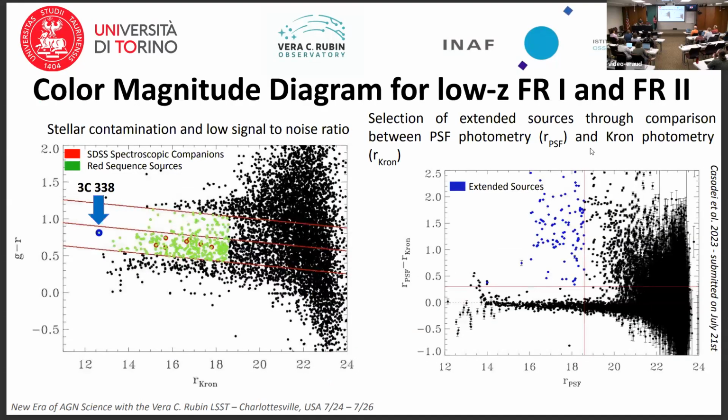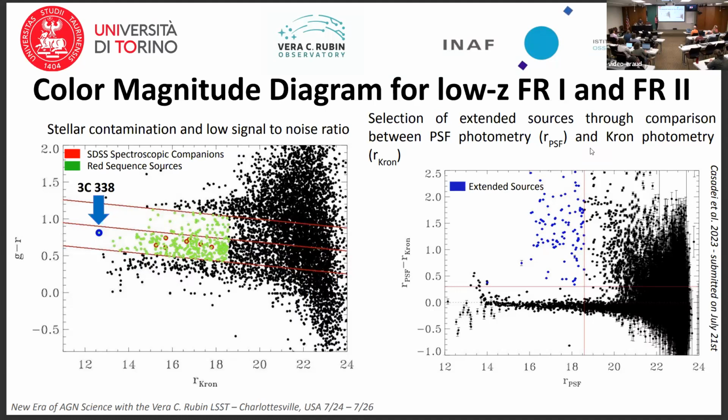For the comparison of the FR1s and the FR2s, we are at lower redshift, like I said. So we have a lot more contamination in our color magnitude diagrams. We have more stars in the diagrams, which means that we have a lower signal to noise ratio.